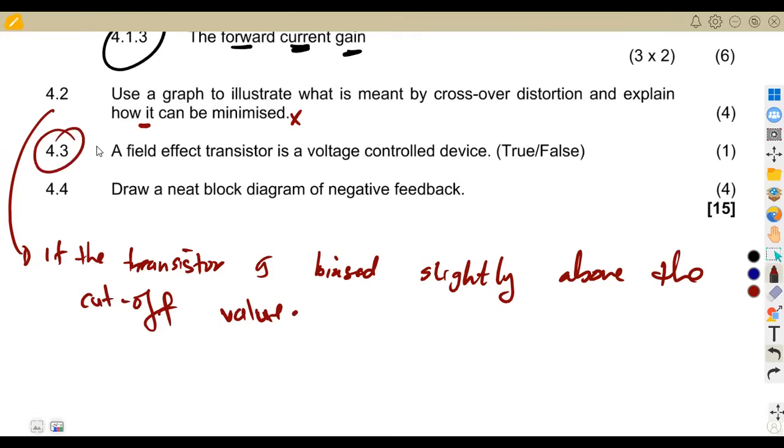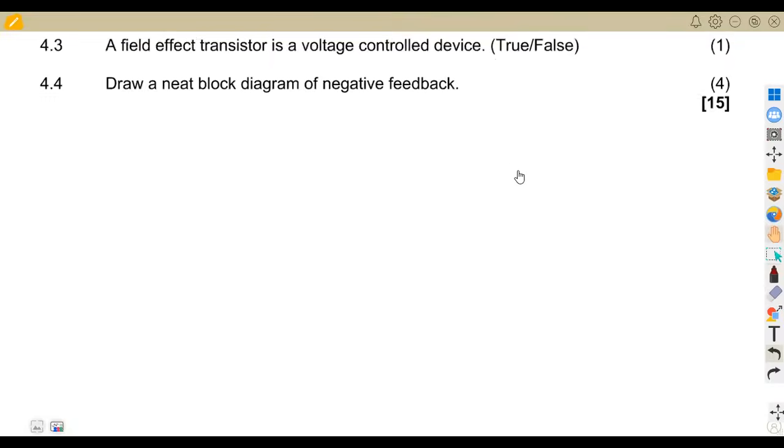And 4.3, a field effect transistor is a voltage control device. True or false? Oh, that's true, because we see that the FET, which is a field effect transistor, is actually a voltage driven or voltage controlled device where the output current is controlled by the input voltage. So that one is completely true, right? That's true.